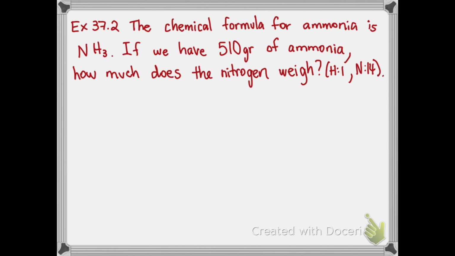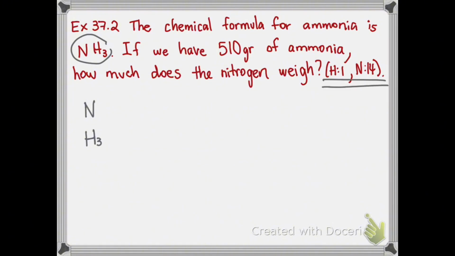In this example, it says the chemical formula for ammonia is NH3. If we have 510 grams of ammonia, how much does the nitrogen weigh? So again, notice how they give us the formula. So we have the nitrogen, and we have only 1 atom of nitrogen. Then we have the hydrogen, and the hydrogen we have 3 atoms. Then they give us this information, which remember we have to use.